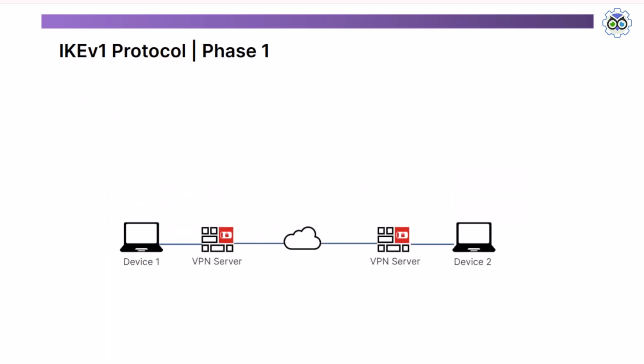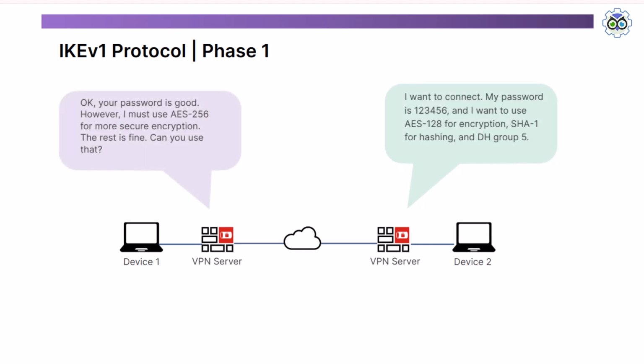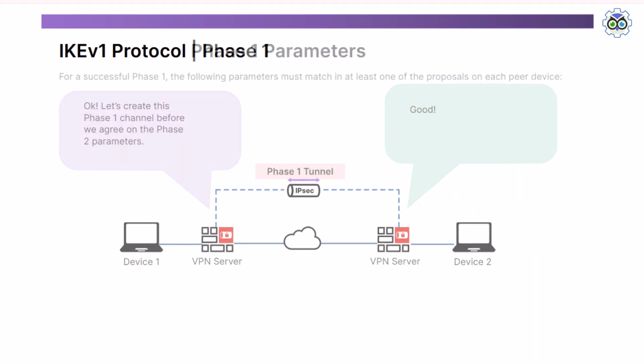In Phase 1, the two peer devices authenticate with each other and establish a secure channel that they will use to negotiate the security parameters of Phase 2. This first channel acts as the control plane of the VPN connection. The peers can be configured with several combinations or proposals. Each proposal consists of several security parameters.